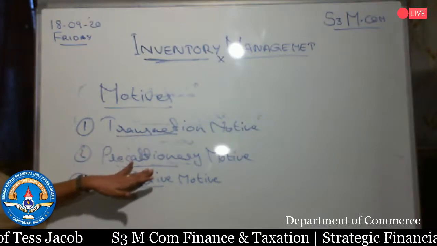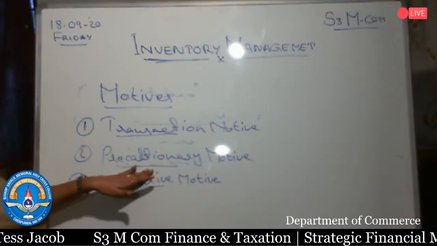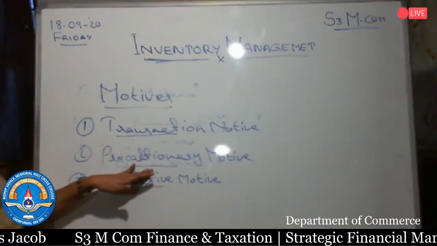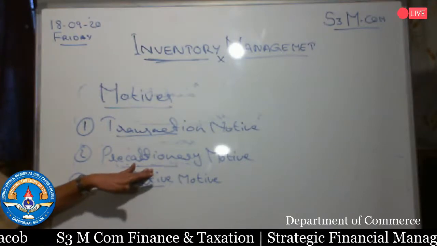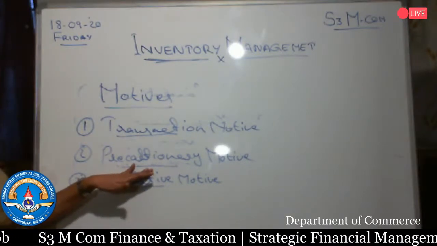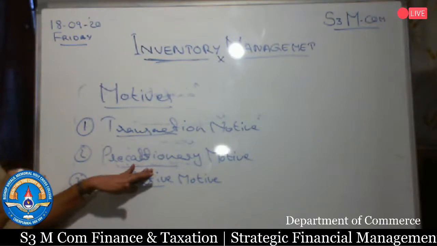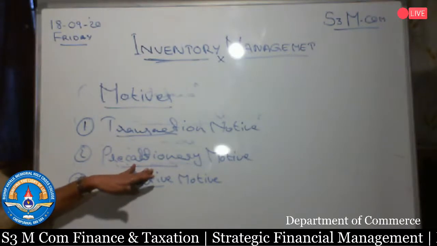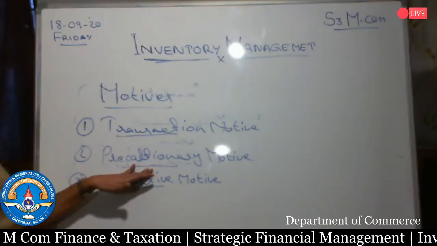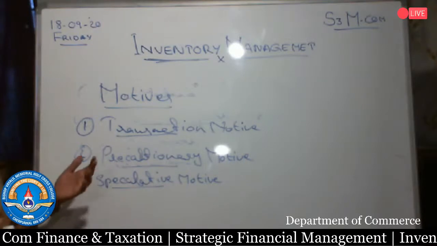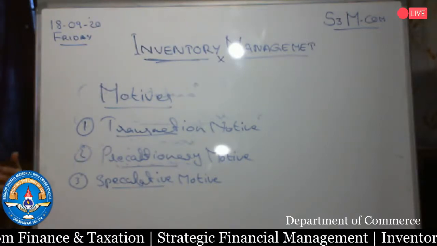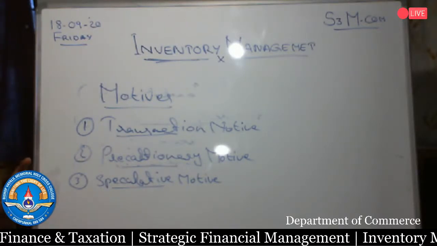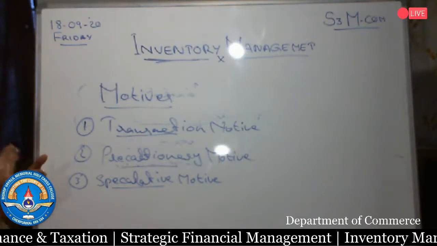And the second one is precautionary motive. In our personal life also we always keep a minimum amount, maybe rupees 100 or 500, in our handbag as a precaution, because uncertainty will happen in our life. At the time of uncertainty, we will use this precautionary amount of 100 rupees or 500 rupees.